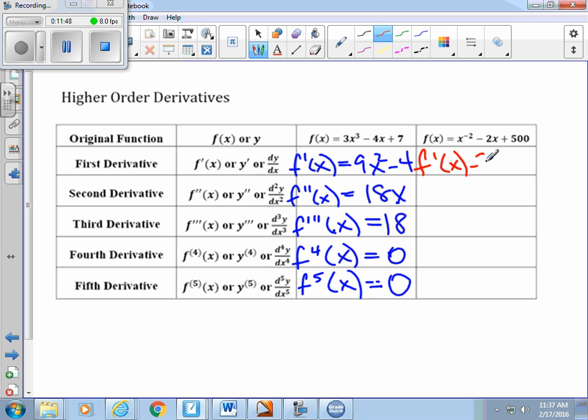Negative 2x to the negative 3. Minus 2. Okay, any questions about that? 6x to the negative 4. Or negative 4, my bad. Good. Negative 24x to the negative 5. What do you mean negative 5? Negative 5.